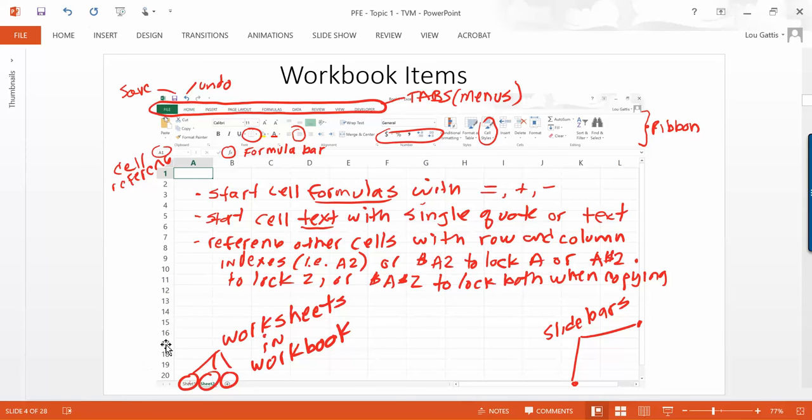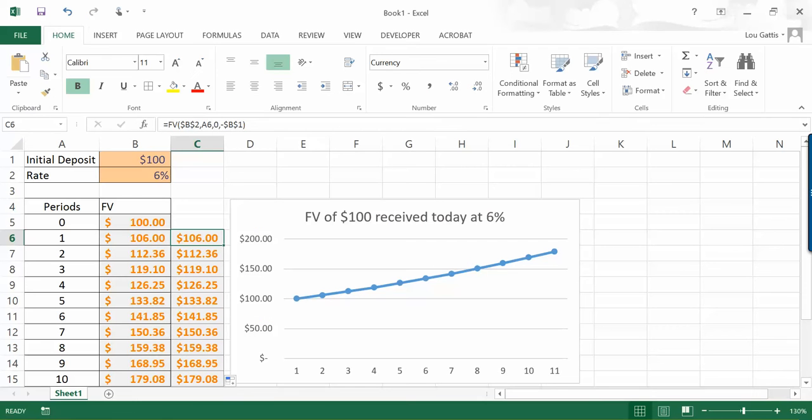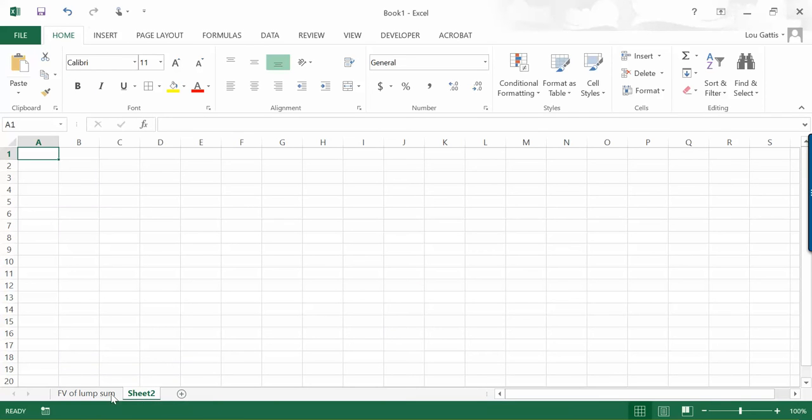Also in Excel, you can have more than one worksheet inside a workbook. So the file is called a workbook. You could have one worksheet, 2 worksheets, or as many worksheets as you can fit. So if I go back to Excel, you can notice it named this worksheet Sheet 1. I can double click on that and change that to FV of lump sum. And then I can insert a new worksheet. And what we're going to now do is talk about the FV of an annuity.